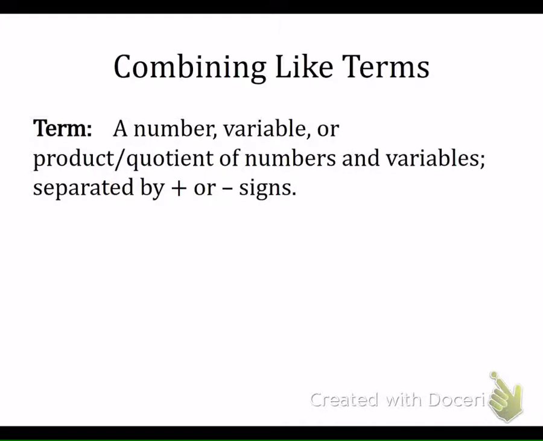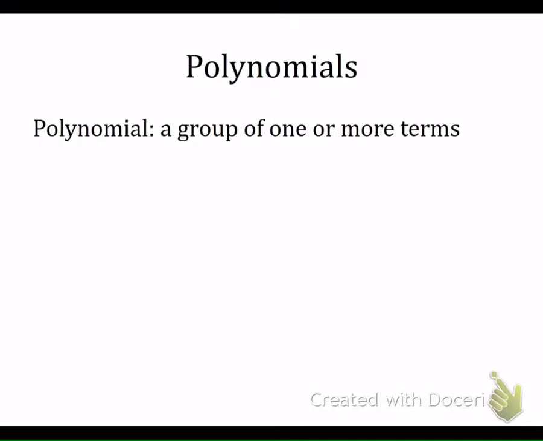So first, combining like terms. Definition number 1 is term. A term is a number, variable, or product or quotient of numbers and variables separated by plus or minus signs. Okay? So if it's like 3x, that's 3 times x, that's still one term. But if it's like 3x plus 4, the plus breaks it up into 2 terms. So terms are basically separated by plus and minus signs.